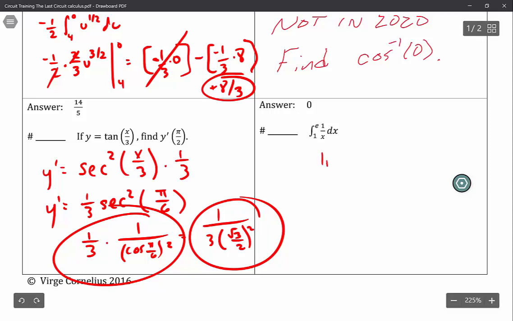Integral of 1 over x is ln of x from 1 to e, making sure that we know that ln of e is 1 and ln of 1 is 0. So this is 1 minus 0, or just 1.